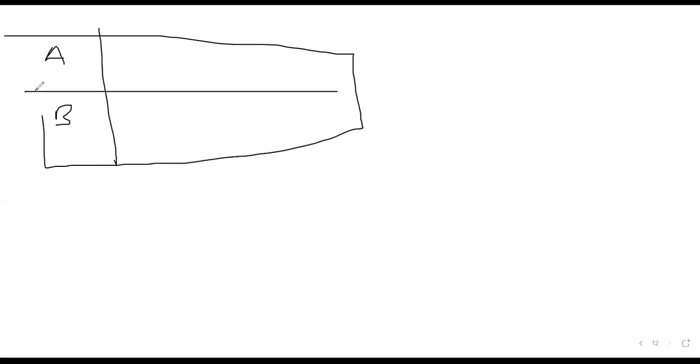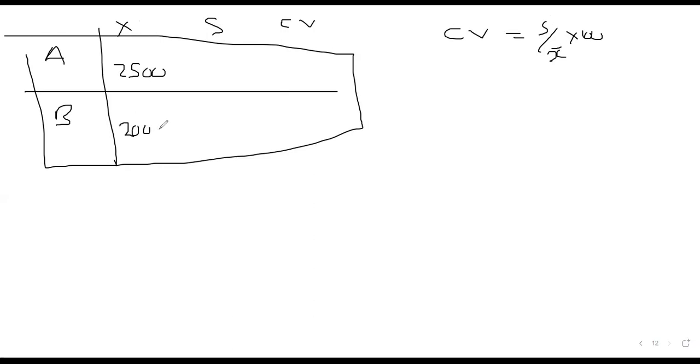So we've been given our area A and area B. Then we've been given our mean and our standard deviation. CV, we say it is given by standard deviation over the mean times 100, right? Then we had our mean for A be 2500 and 2000 here. Then here we have 400 and 200.